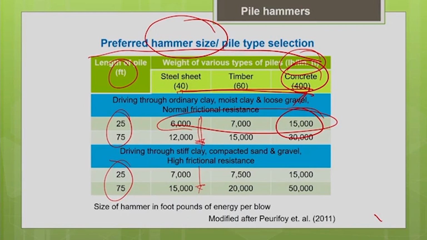Apart from this, whether there is some restriction on noise, whether you have overhead space for placing all the supporting equipment, and what productivity is needed, all these things are also going to govern the pile hammer selection. So we have come to the end of this lecture. Let me summarize what we have discussed in this lecture.